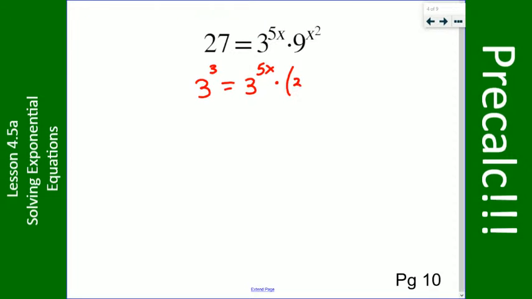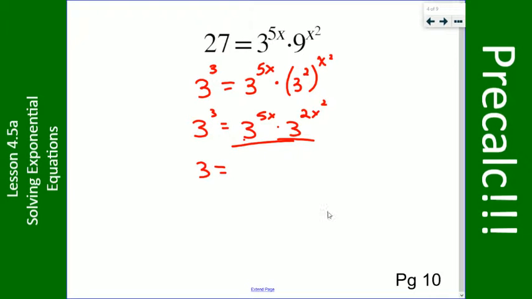So we can take 3 squared and raise that to the x squared power. Whenever you have a base raised to 2 exponents, you multiply those exponents. So 3 cubed equals 3 to the 5x times 3 to the 2x squared. Now, here we are multiplying two bases together. So when we multiply two bases together, we add our exponents.